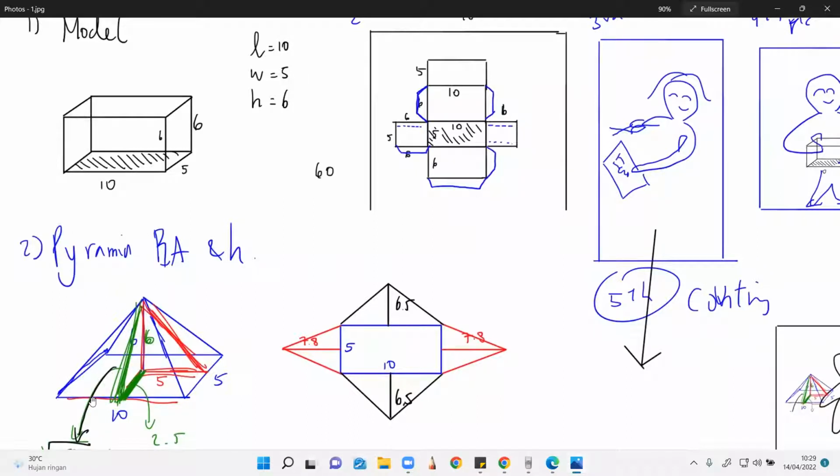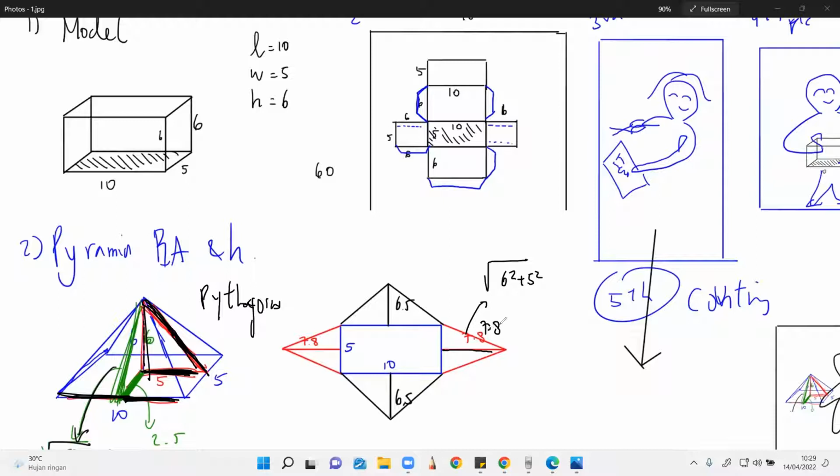The hardest part, what I said before, is this. You need to calculate the slant height of this one. What you need to do is use the Pythagoras rule. Pythagoras rule with 6 and 5. Where does the 5 come from? This is 10, and half of 10 is 5. You use the square root of 6 squared plus 5 squared. Use your calculator. It has to be around 7.8.